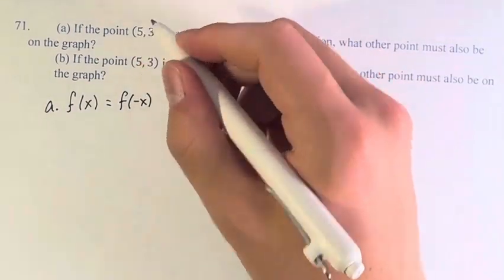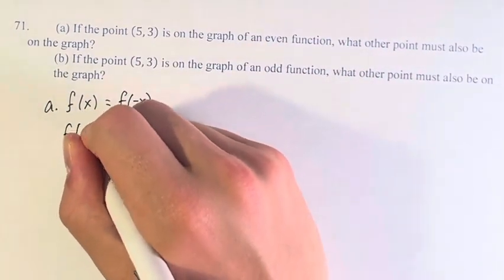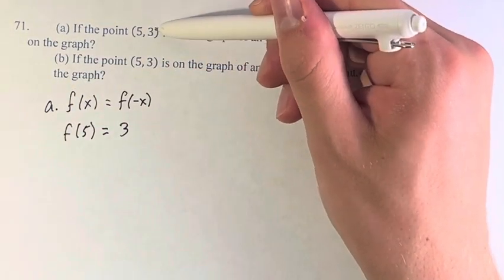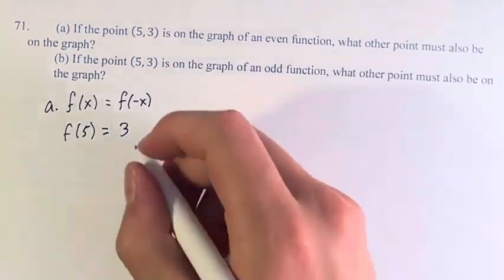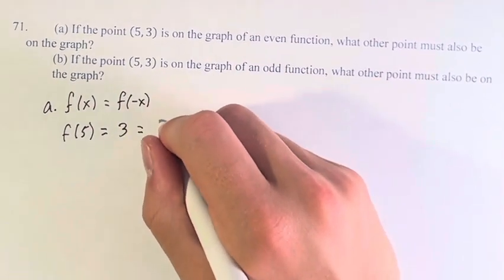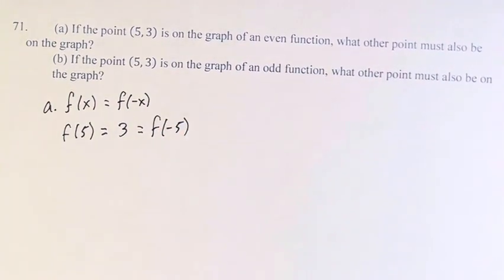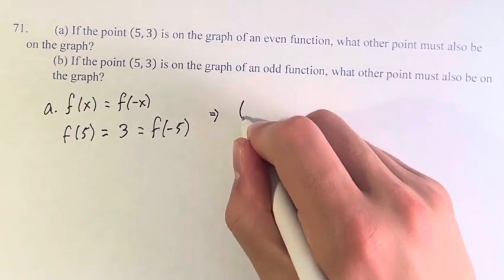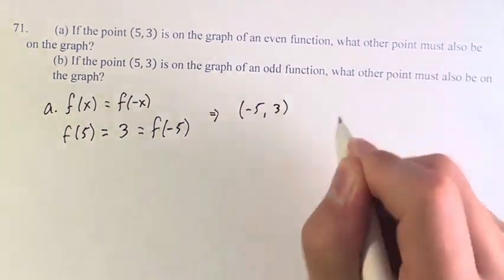If the point (5, 3) is on the graph, that means that f of 5 is equal to 3. The value of the function at x equals 5 is 3. Therefore, it's also equal to f of negative x, f of negative 5. If f of negative 5 is equal to 3, then the point (-5, 3) is also on the graph.